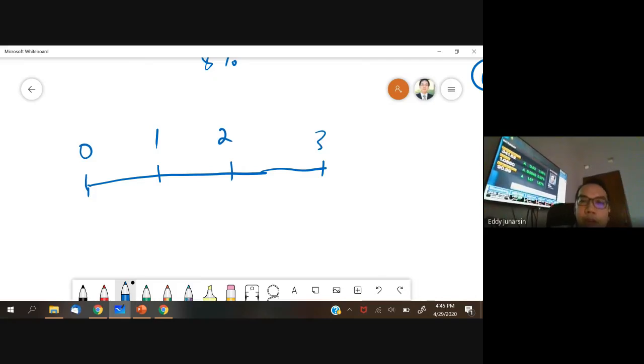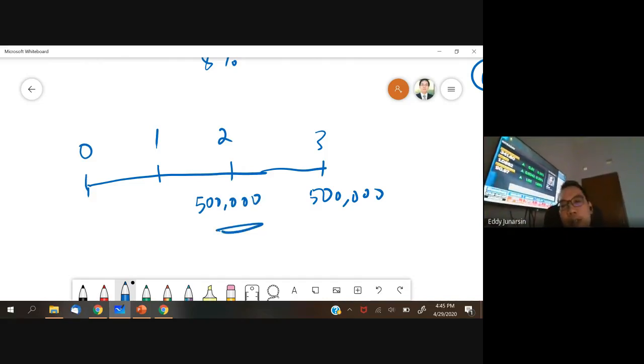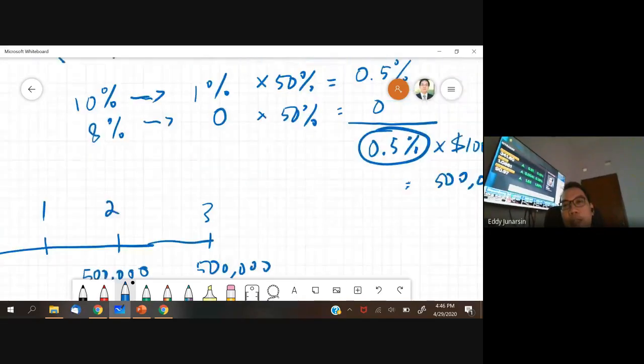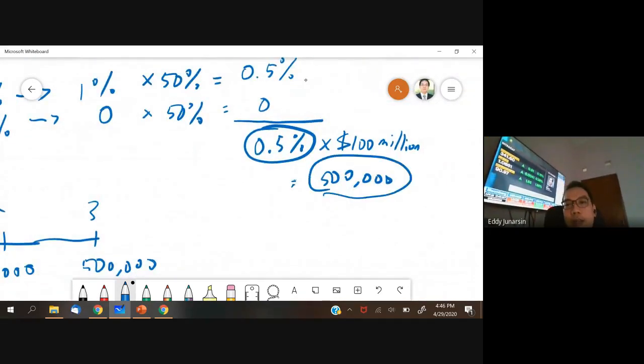So we know that the weighted average value of the option is 500,000 in the third year. And by chance, this is also 500,000 in the second year. This happens by chance. They are not necessarily the same just because of our numbers. So 500,000 based on our estimation here, you see here?